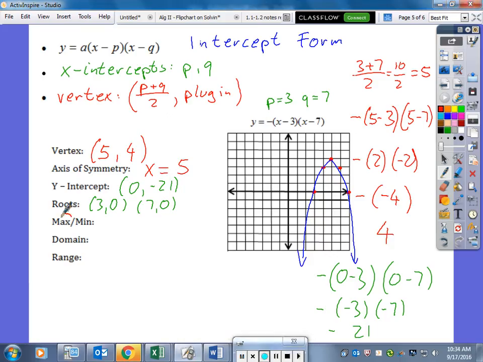Facing down, it has a maximum, and the maximum is at the vertex with the coordinates 5 and 4. The domain is, you knew it, x is an element of the real numbers, and the range goes from negative infinity all the way up to positive 4 with square brackets around it. Positive 4 is, as always, an element of our range. Let's move on to our next example.